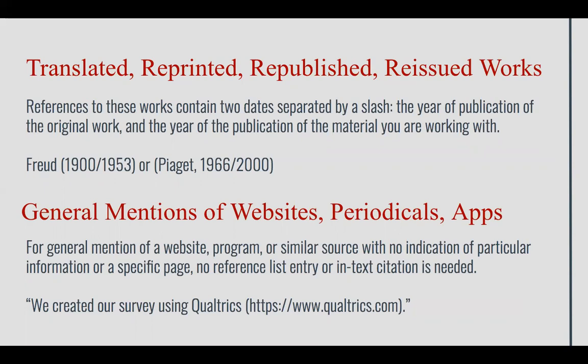If you just generally mention, for an example, a website or a periodical or an app or a technology, something like that, within your paper, you don't need to include that in your citations. Here's an example. If you want to mention that you created a survey using Qualtrics, you would mention that and maybe give the website, but it doesn't need to show up in your references list.